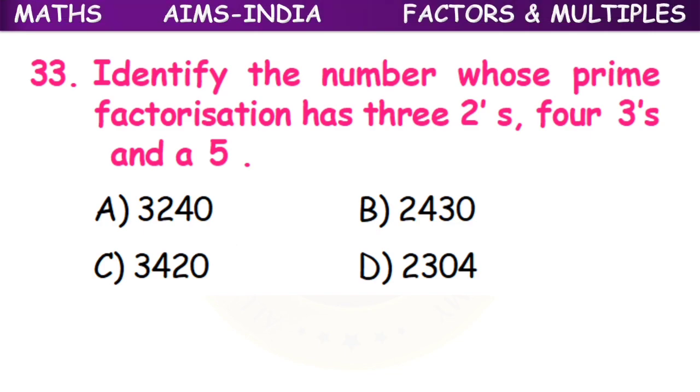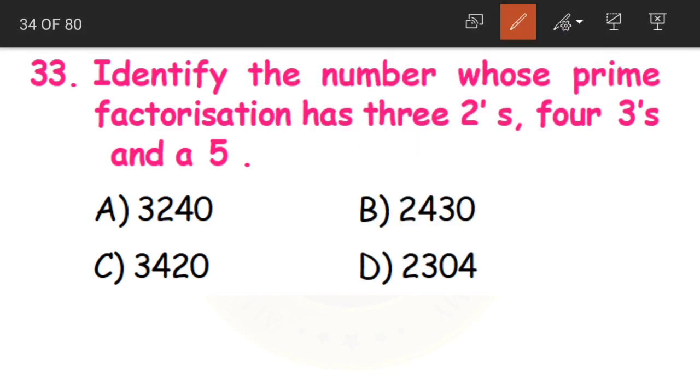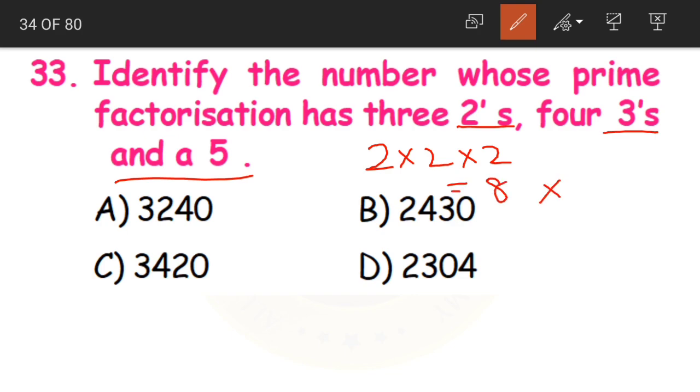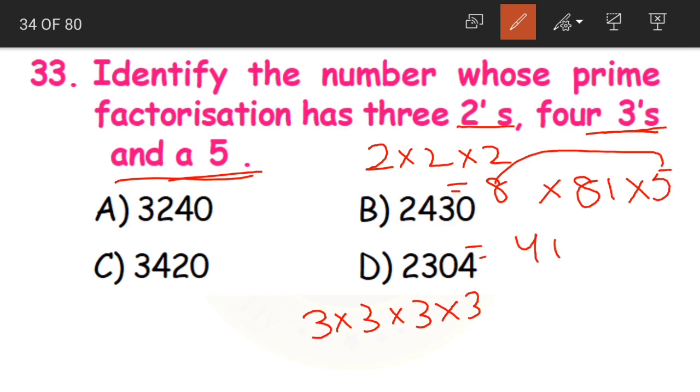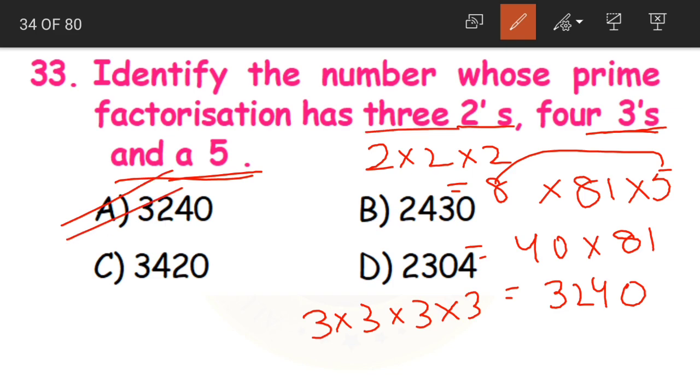Next, identify the number whose prime factorization has three 2s, four 3s and a 5. Three 2s, so 2 into 2 into 2, that is equal to 8, into four 3s, 3 into 3 into 3 into 3, that is equal to 81, into 5. So 8 fives are 40. 40 into 81 becomes 3240. So what is the answer, children? Option A. Understood, right? We took the question and multiplied the given numbers, so that the number became our option A.